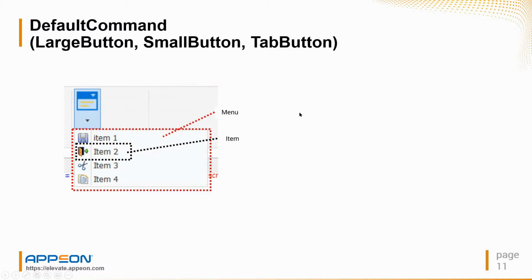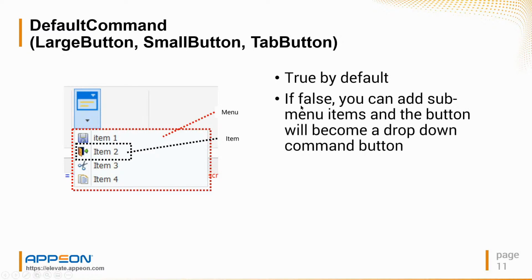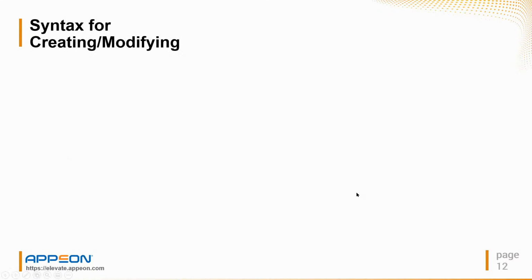Something I'll note here, because it's not entirely obvious what this particular property does, but the large button, small button, and tab buttons all have a default command property that is set to true by default, which means it just behaves like a button. But if you set it to false, what that means is that it's a drop-down button. In other words, you're going to have menu items appearing when that button is clicked. So instead of that button firing an event, it'll just drop down a menu, and then the menu items within that will then fire their own events. Okay, and we'll come to that in a little bit.